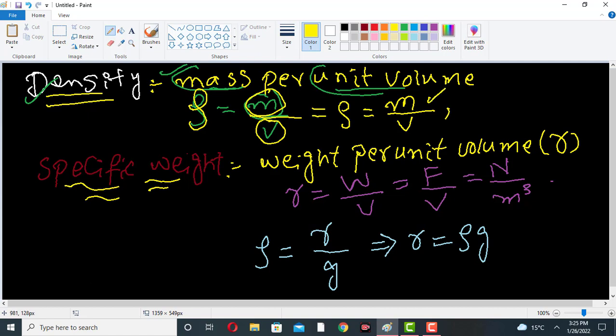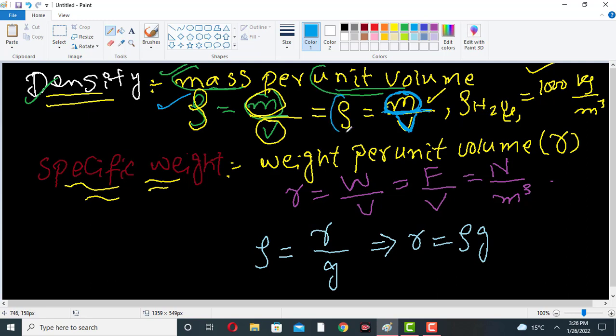The density of liquid water is 1000 kilogram per cubic meter at 4 degrees centigrade. Similarly, the density of different liquids is different from each other. Usually the density changes with temperature. So density is nothing but the mass of the liquid, or mass of the gas, or mass of the fluid divided by the volume occupied by that fluid. So mass divided by volume is density.